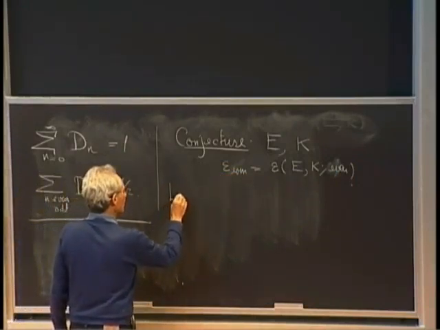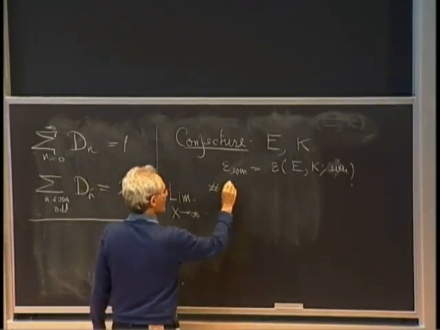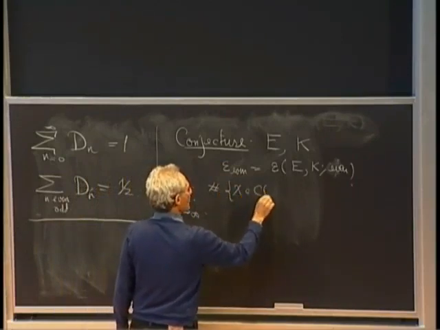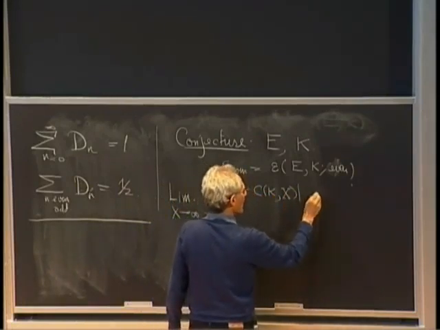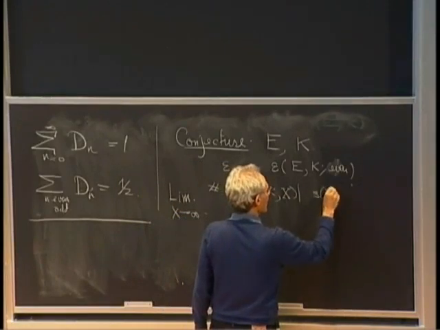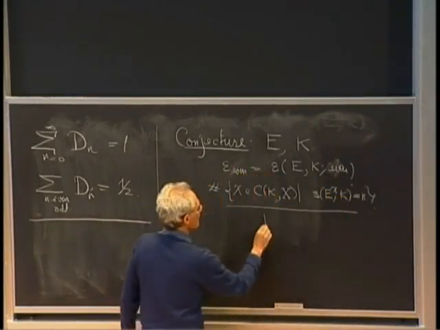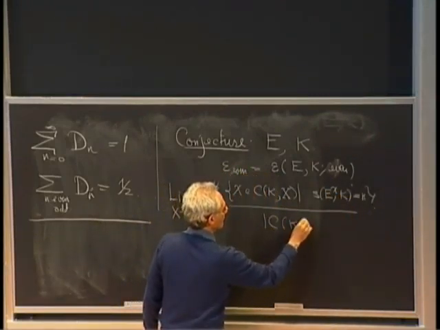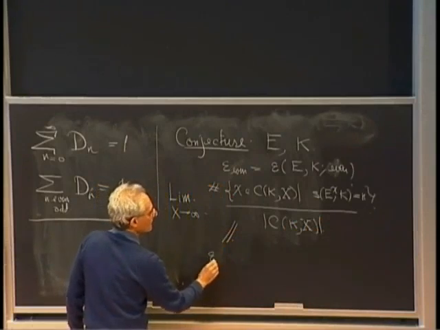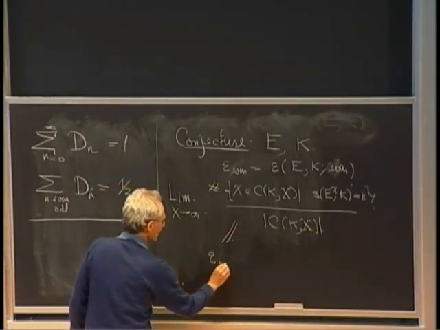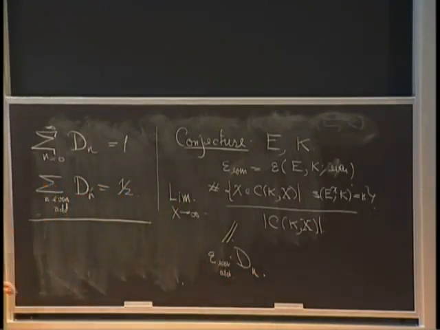And then the limit as x goes to infinity of the ratio, the number of elements chi in CKX such that the reduced Selmer rank of E chi is n, over the total number, converges and is equal to epsilon even or epsilon odd, depending upon whether n is even or odd, times dn. That's the general conjecture.